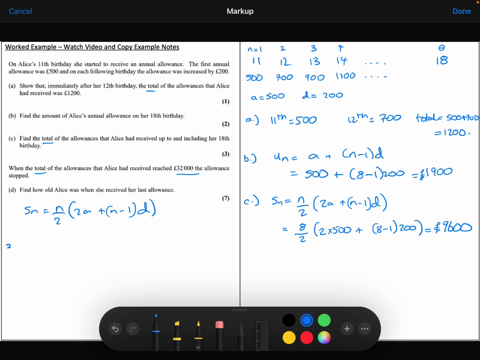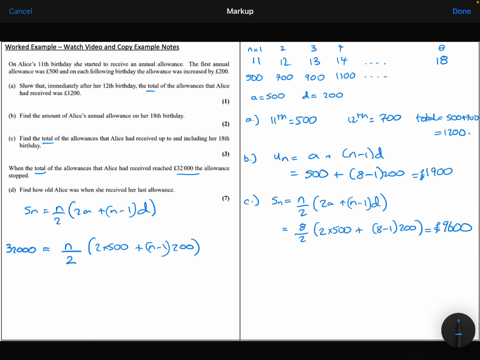So when did the sum equal 32,000? So n is what I'm trying to find out here. I know that the a is still 500 and the d is still 200. So basically I want to try and solve this equation to work out what n is.